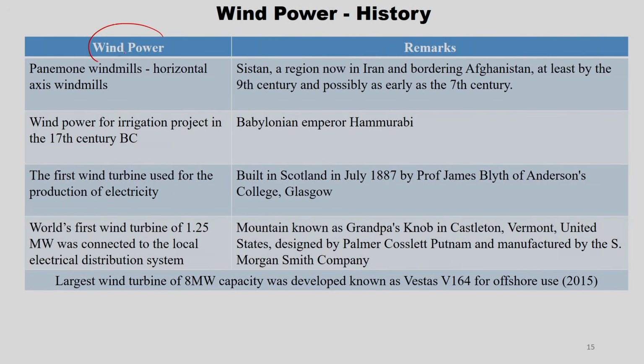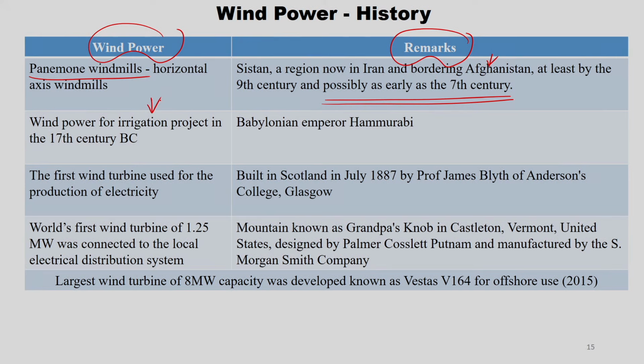This history we have already discussed, but there are windmills from as far back as the 7th century. The major one is the Panemone windmill, which is a horizontal axis windmill. It was developed in Sistan, a region now in Iran bordering Afghanistan, at least by the 9th century and possibly as early as the 7th century. We have discussed the recent ones, and this is the much older history.